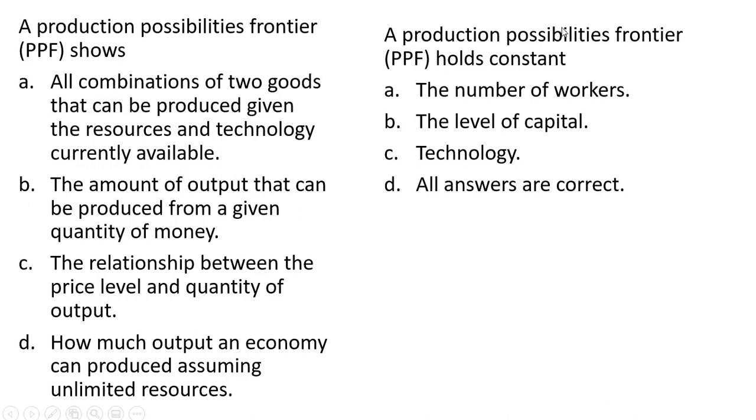A production possibilities frontier holds constant the number of workers, the level of capital, technology. D is the correct answer. All of these answers are correct. Those things are held constant. If any of these things would change, there'd be a new production possibilities frontier associated with that different level of resources.